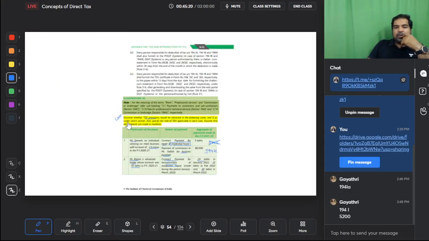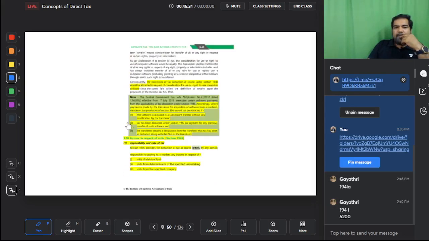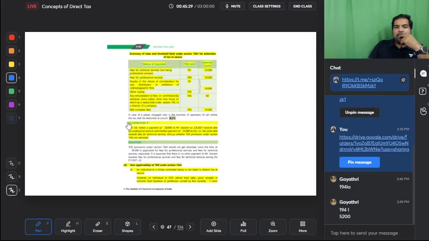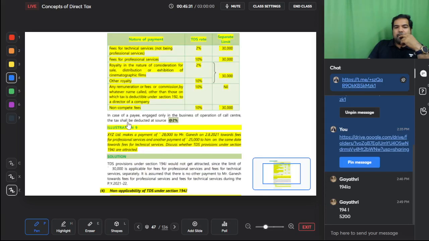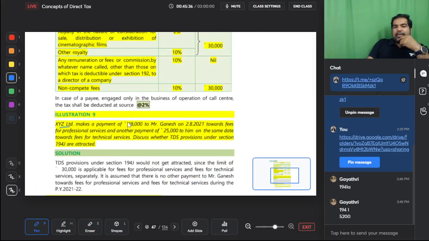Going back to some more questions, some more clarity, some more marks. XYZ makes a payment of 28,000 to Mr. Ganesh towards fee for professional services, another 25,000 on the same date towards fees for technical services. Guys, both are under 194J, both are to the same person, but the category is different and hence the 30,000 limit is different and hence TDS will not apply.